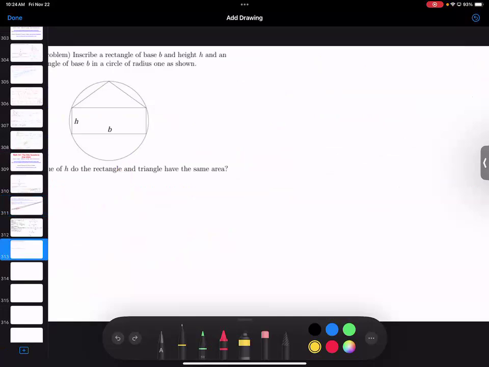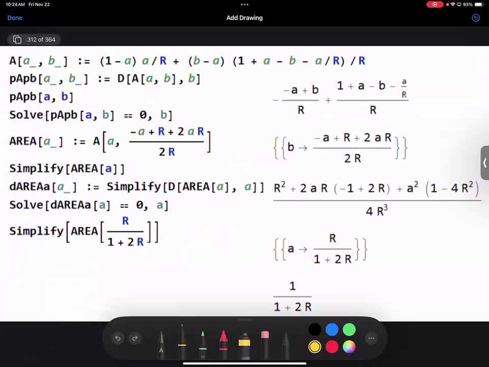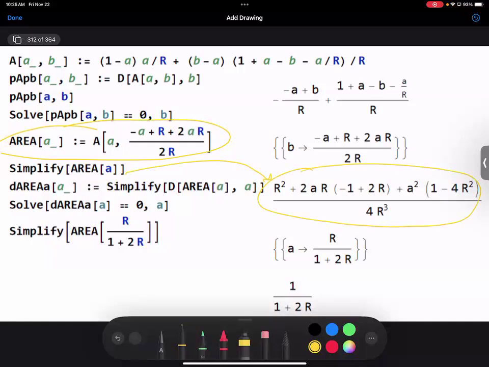So I just did this in Mathematica because I was lazy. So here is my new area function. I take the old area function and I replace b with the value in terms of a. And I asked it to simplify the area function. So when it simplifies, it should be going to this one over here. So that's the simplified formula for the area. Right, it's a function of a. It's not a horrible function of a.